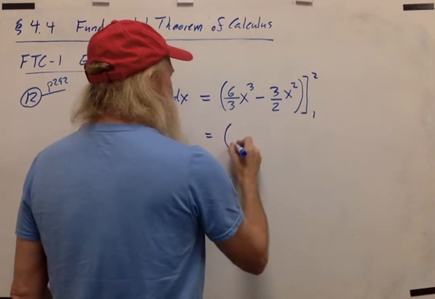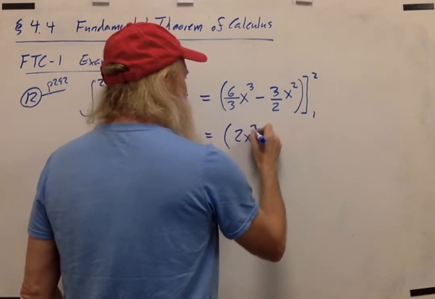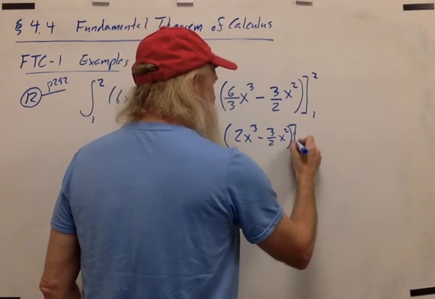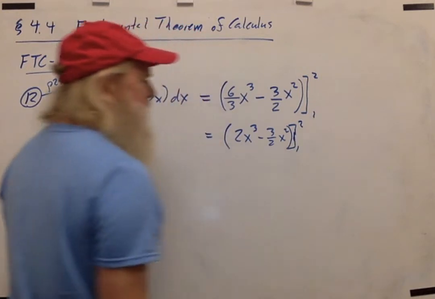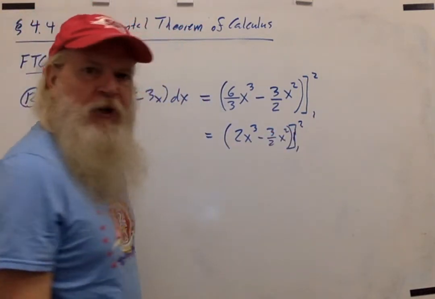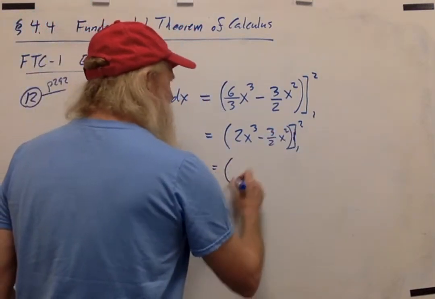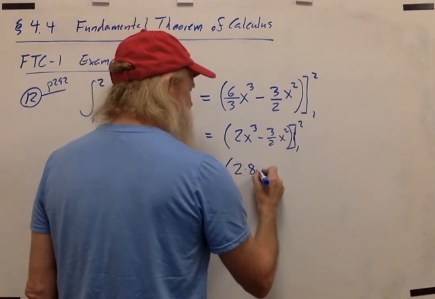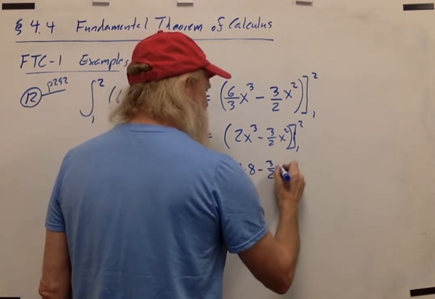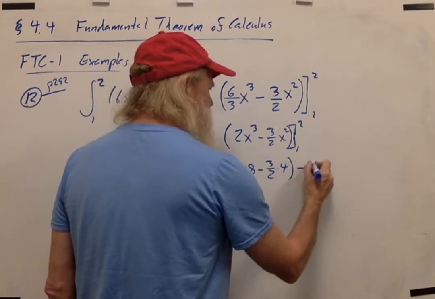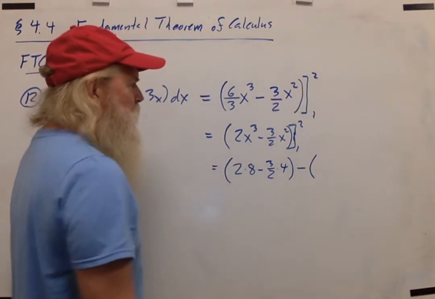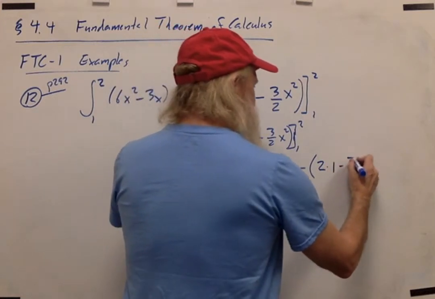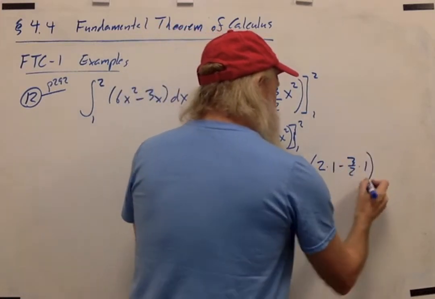Let me simplify just a little bit. That's the same as 2x cubed minus 3 halves x squared taken from 1 to 2. The second step is to plug in the endpoints and subtract. So first I plug in the 2. That gives me 2 times 8 minus 3 halves times 4 minus, and then I plug in the 1, which will be 2 times 1 minus 3 halves times 1.